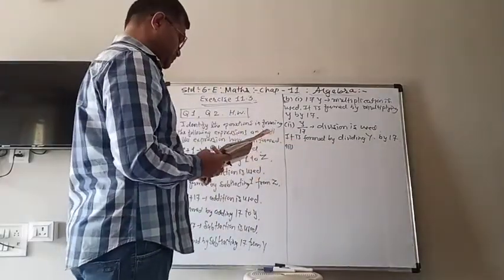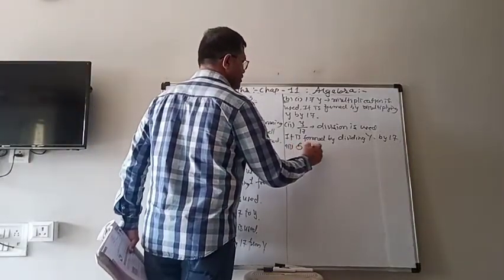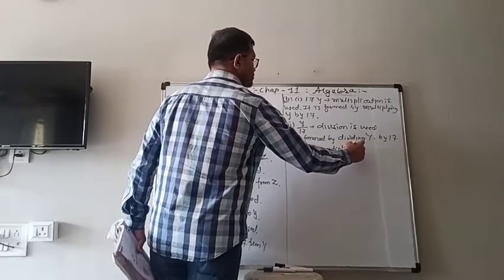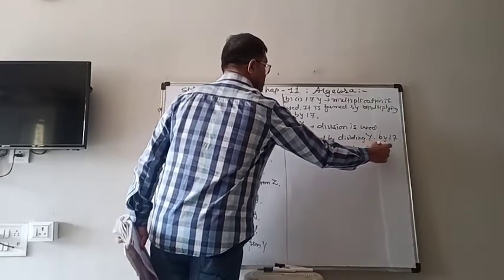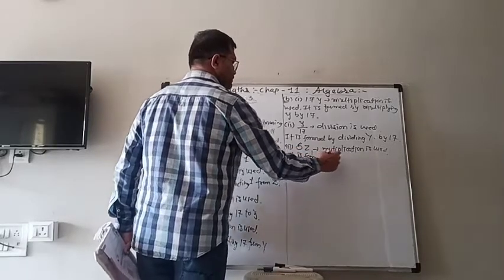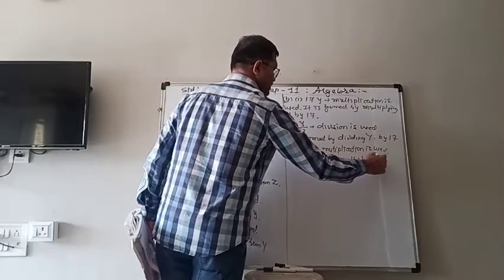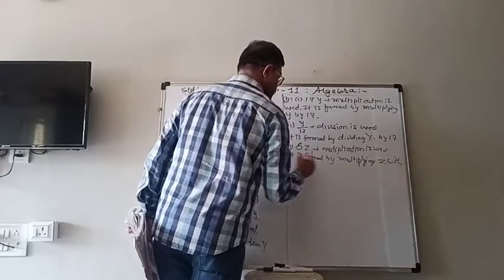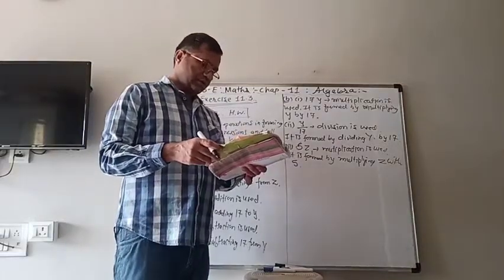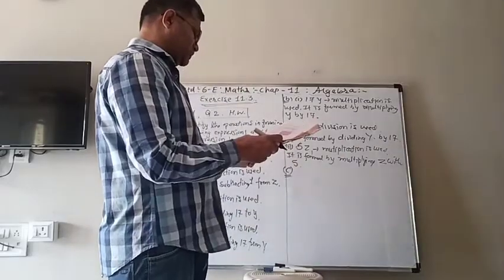Third one is 5z. So here also multiplication is used, and it is formed by multiplying z with 5. Let's take C. And the last, D, you can do for the homework.